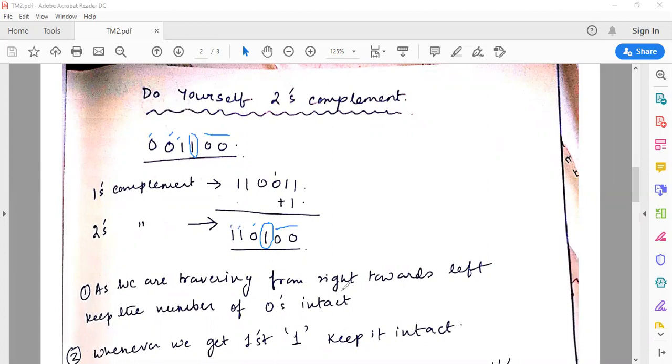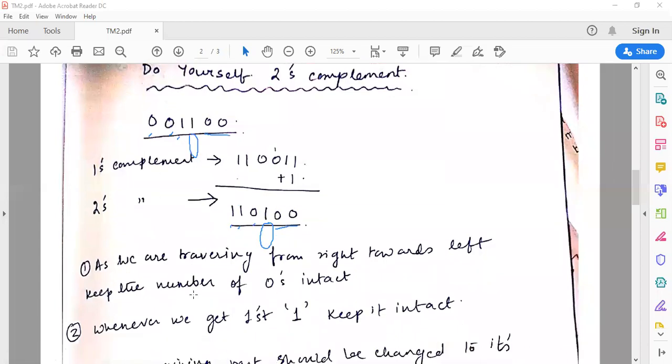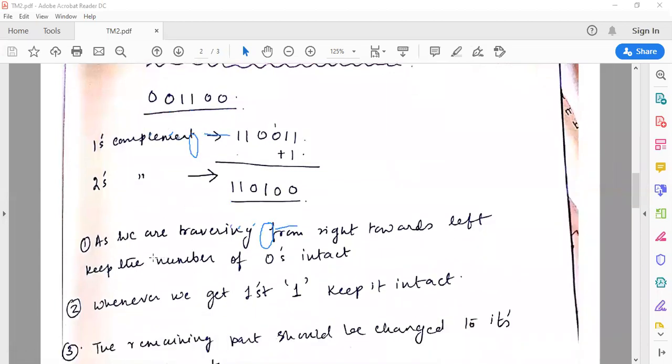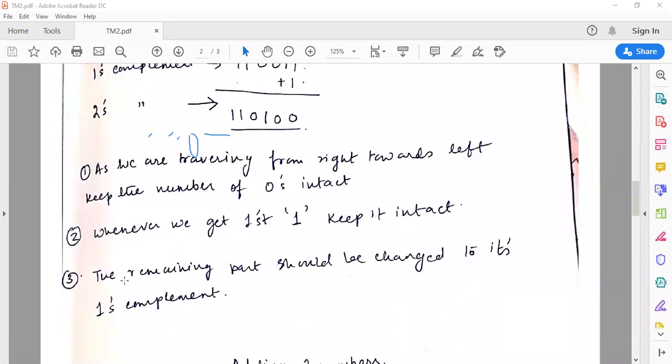So this is a very simple procedure. Starting from the right, keep the zeros intact. Once you experience the first one, keep that one intact. And after that, flip the zeros to ones and ones to zeros. I have tried to write it down in simple text. As you can see over here, I have jotted out the points. As we are traversing from right towards left, keep the zeros intact. Whenever we get the first one, keep it intact, and the remaining part should be changed to its ones complement.